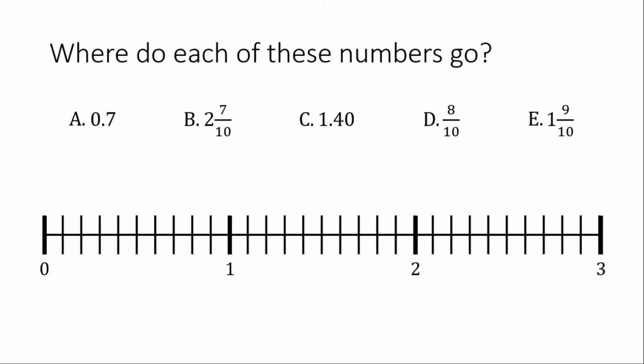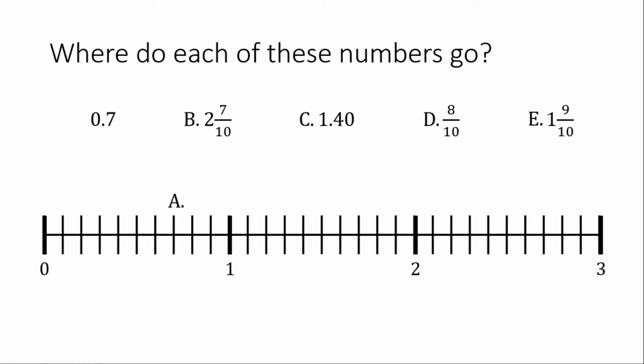On the first one, number A is 0.7 or 7/10. 7/10 is less than 1, so let's just start at 0 and count out 7/10. 1, 2, 3, 4, 5, 6, 7. So 7/10 would go there.